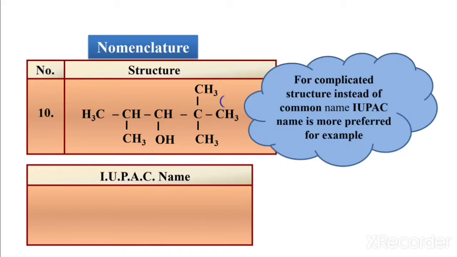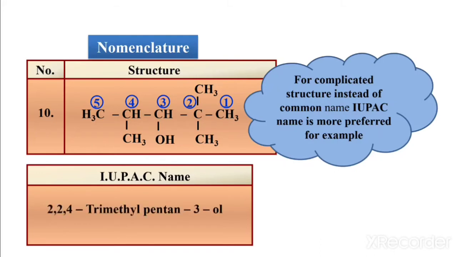For IUPAC nomenclature, first give numbering, and numbering always starts nearest to the hydroxyl group. From this side, 1, 2, 3, the 3 number position is hydroxyl. If we start the numbering from the other side, 1, 2, 3, again at the third position there is the hydroxyl group. But why do we start the numbering from this side? Because if we start from the other side, at the 2 number position there is 2 substituents, here only 1 substituent, therefore we start numbering from this side, 1, 2, 3, 4, 5.